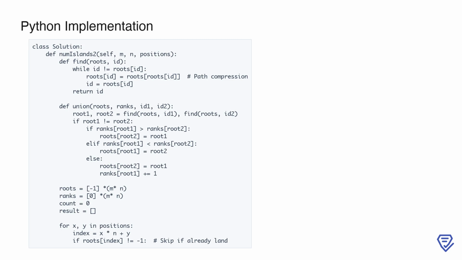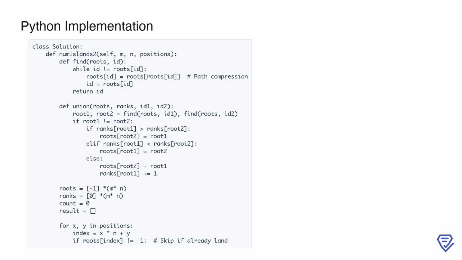Inside the function, we have the findHelper method, which implements path compression to efficiently locate the root of a given node in the union find data structure. This optimization ensures that future lookups are faster by flattening the structure. Next, we define the union method, which merges 2 disjoint sets by linking their roots. It uses union by rank to maintain a balanced structure, where the smaller tree is attached under the larger tree. If both trees have the same rank, one root is arbitrarily chosen, and its rank is incremented.